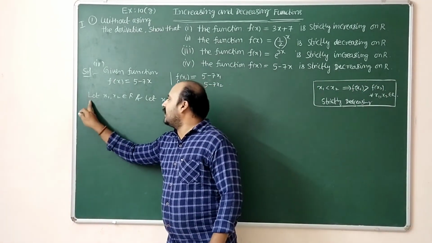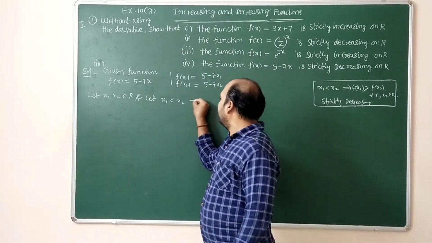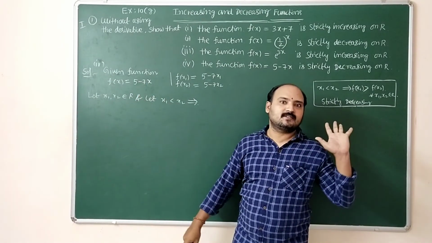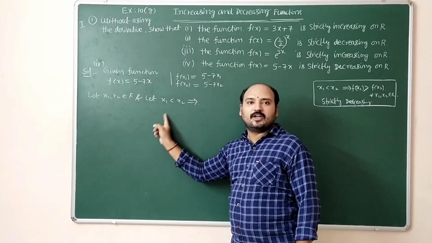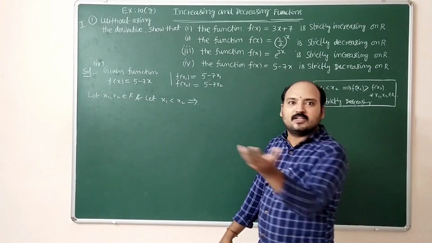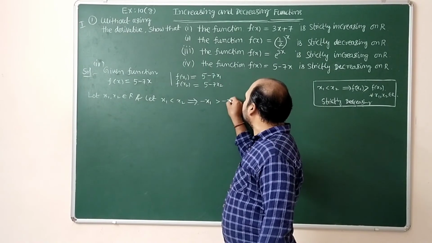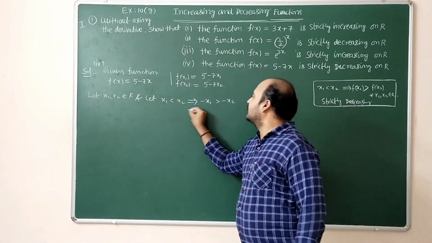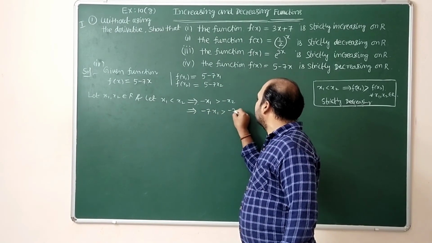Now let x1, x2 belong to R and let x1 be less than x2. By observing the function, the x coefficient is negative. So first, multiplying on both sides by minus, whenever you multiply by minus, the inequality changes. So minus x1 is greater than minus x2. After that, the x coefficient is 7, multiplying on both sides by 7, minus 7x1 is greater than minus 7x2.